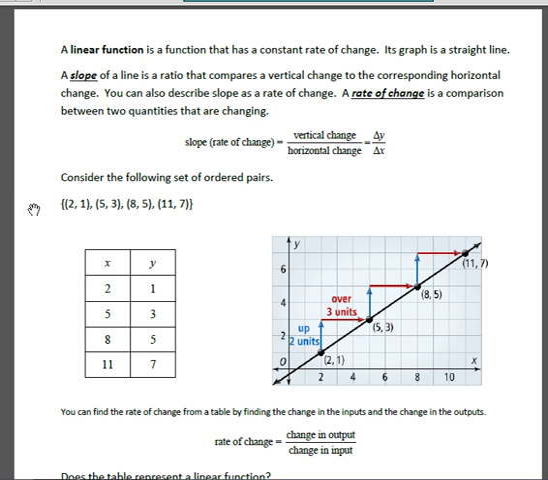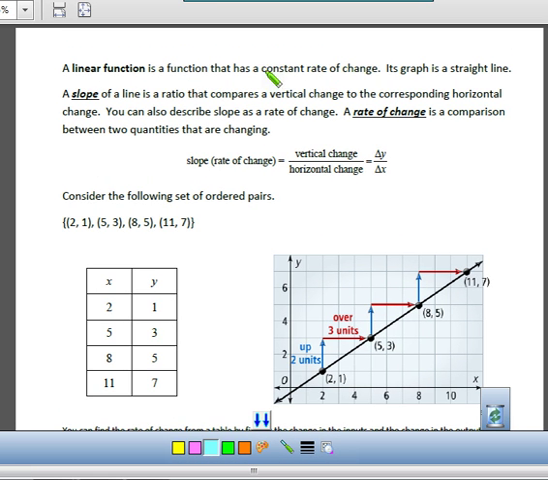Now we're up to page 26. A linear function is a function that has a constant rate of change. So then its graph is a straight line. I want you to underline this, highlight it, put a star around it, memorize it. We're going to be saying this a lot because this is the big idea. A constant rate of change.